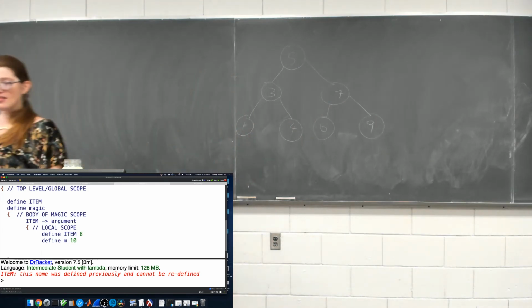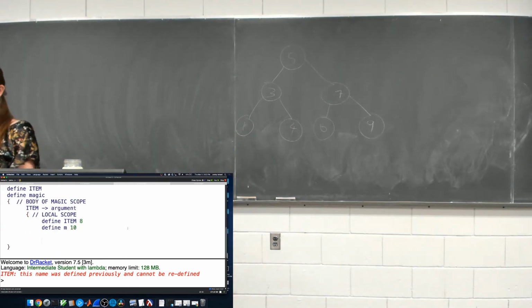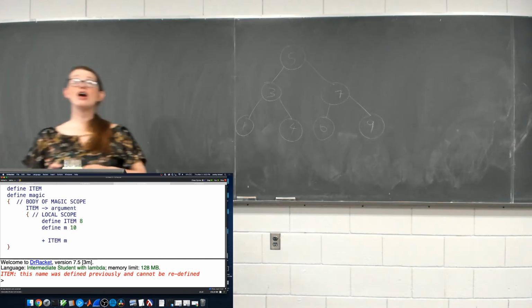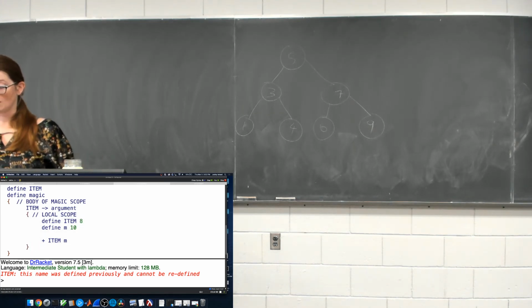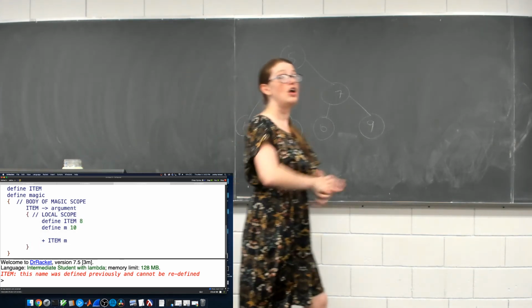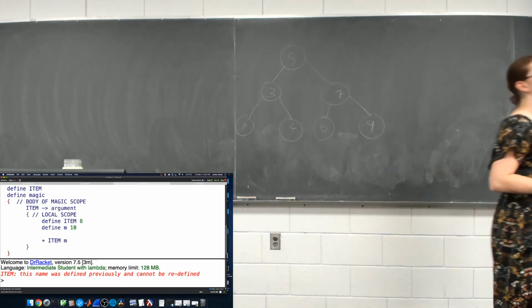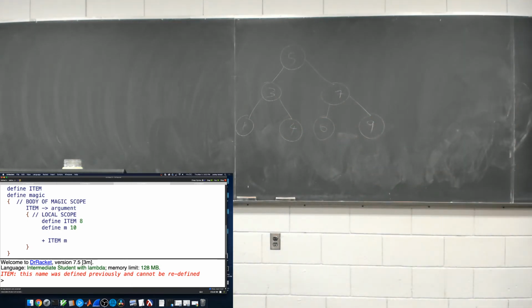So now, this is where we are adding item and m together. We are always going to use the definition of the current scope. So item exists at all 3 levels and has 3 different meanings. But in this scope, we will use this scope's definition of that thing.